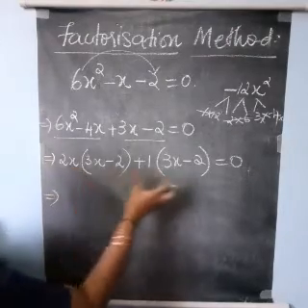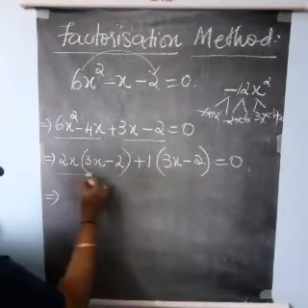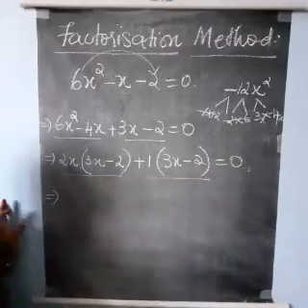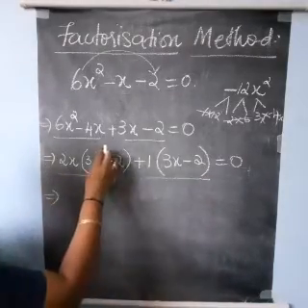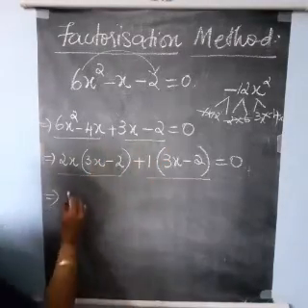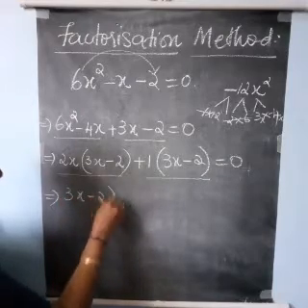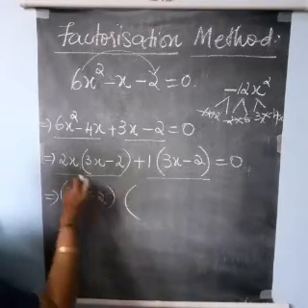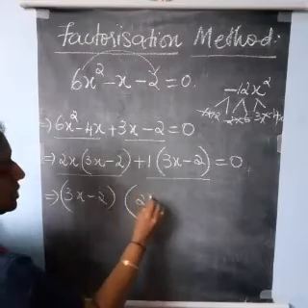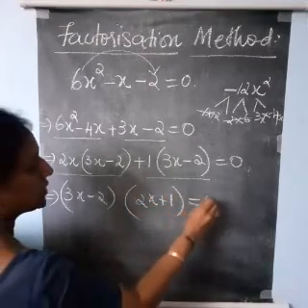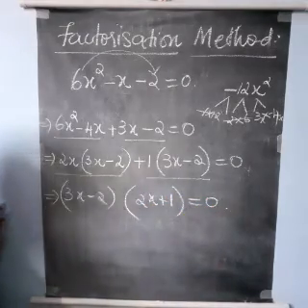Now you take these 2 terms. There is 1 term here and 1 term here. In this term and in this term, what is common? This bracket term is common. So take out 3x minus 2 as common, and what is left you write down as 2x plus 1 equal to 0. Are we okay with this?